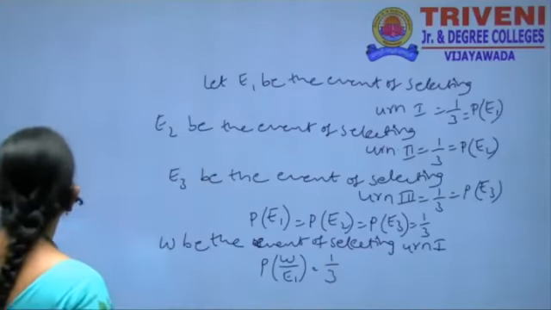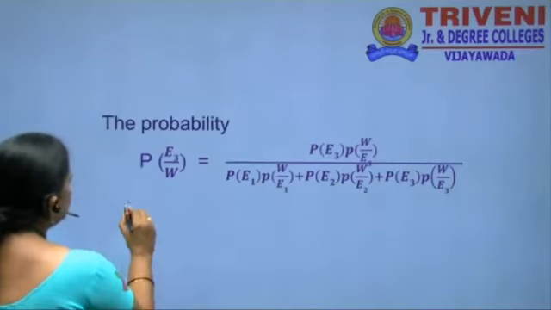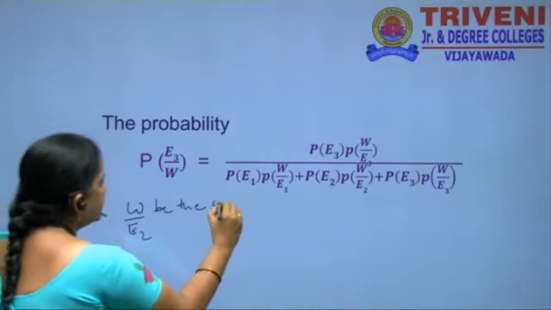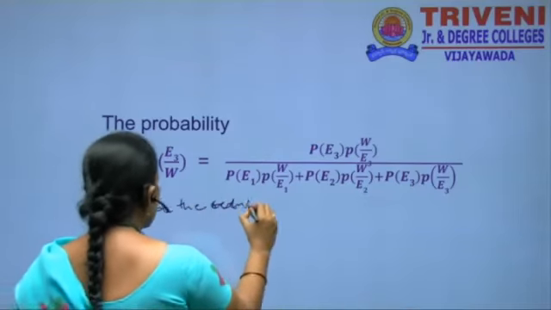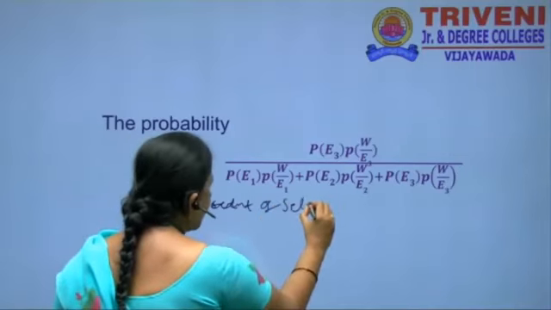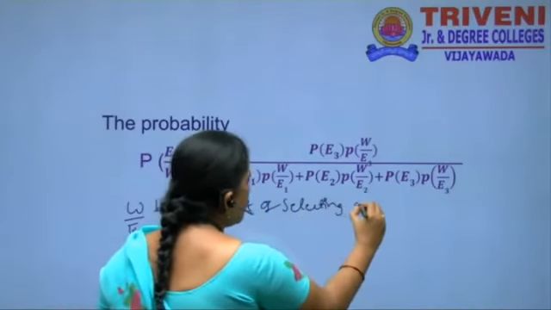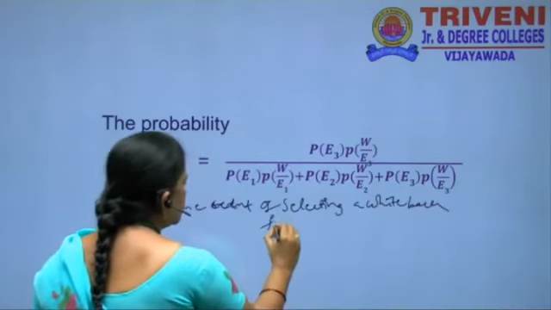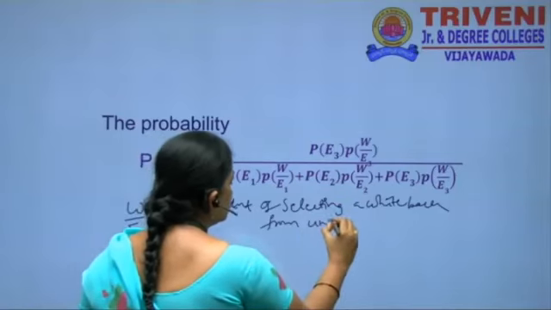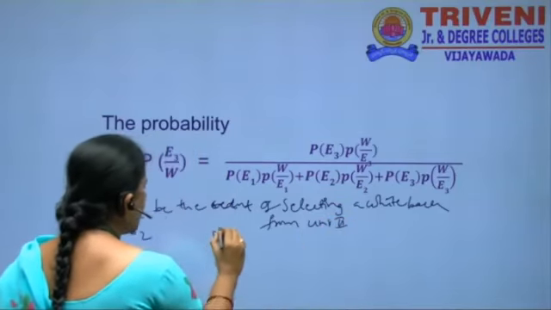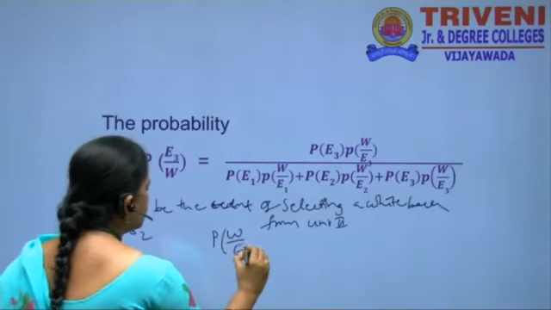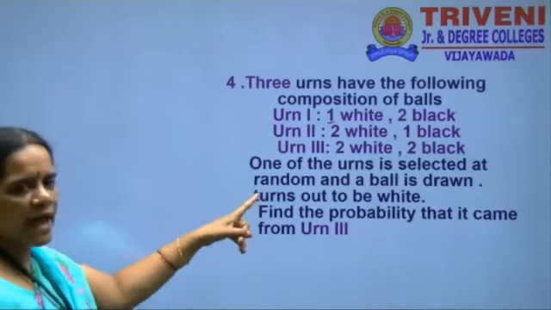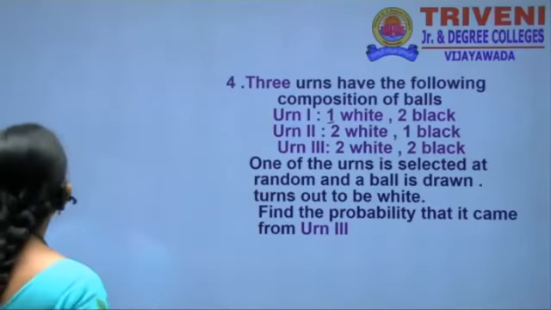Okay, and then W by E2 be the event of selecting white ball from urn 2. Therefore P of W by E2 is equal to, how many white balls in second bag? White balls has 2. Total 3. 2 by 3.